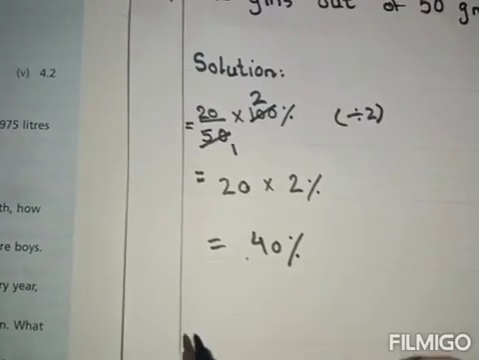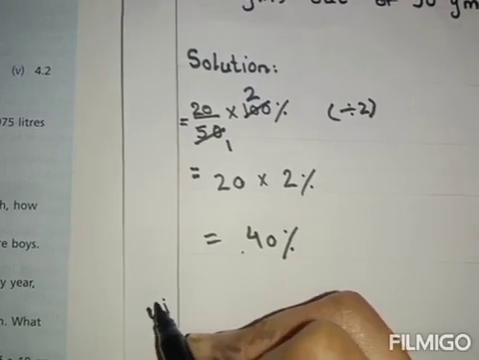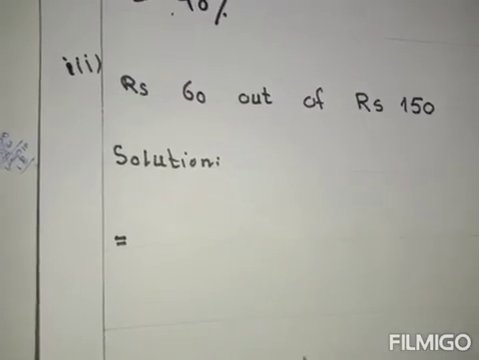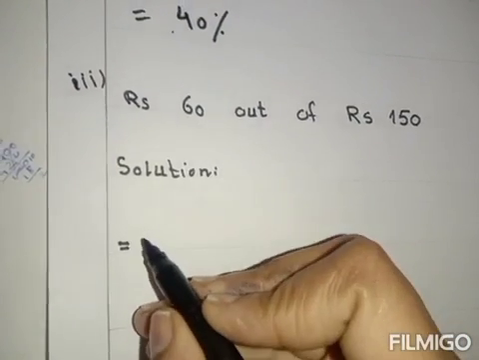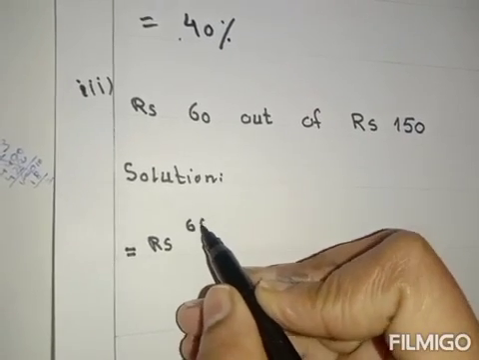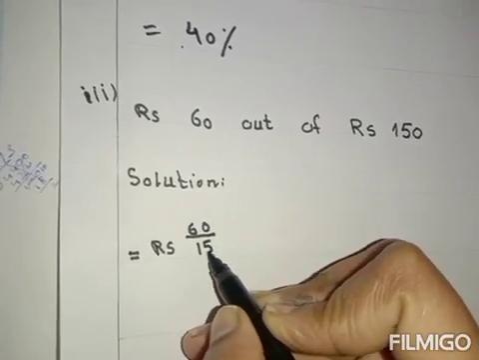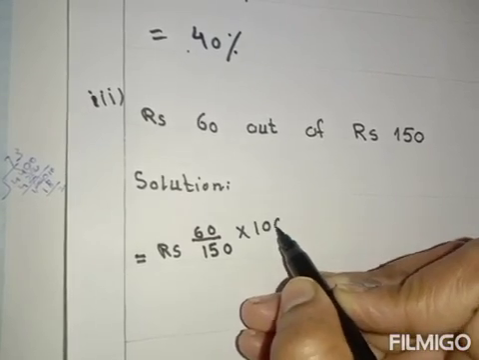Now let's see part number 3. Now the third part is rupees 60 out of rupees 150. So it means rupees 60 divided by 150 multiplied by 100.